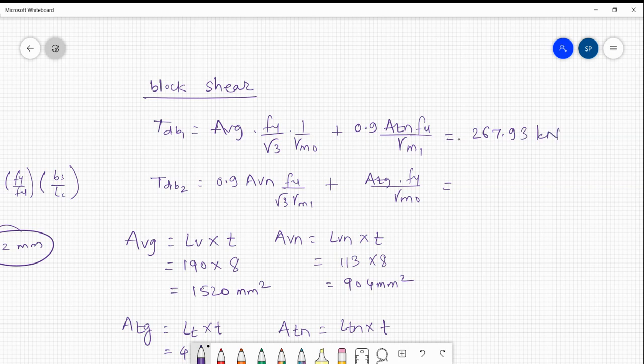After doing the calculations or simplifying these expressions, TDB1 comes out to be 267.93 kilonewton, and TDB2 comes out to be 226.79 kilonewton.